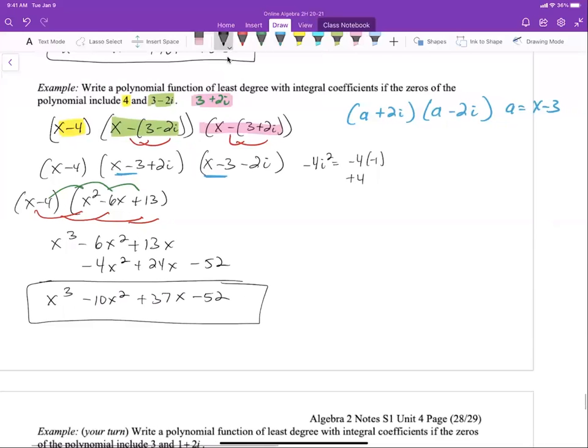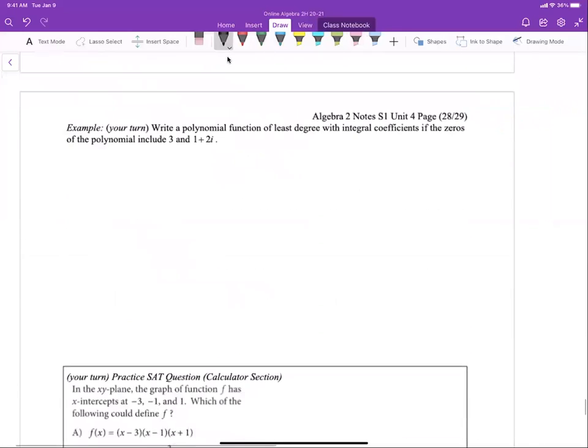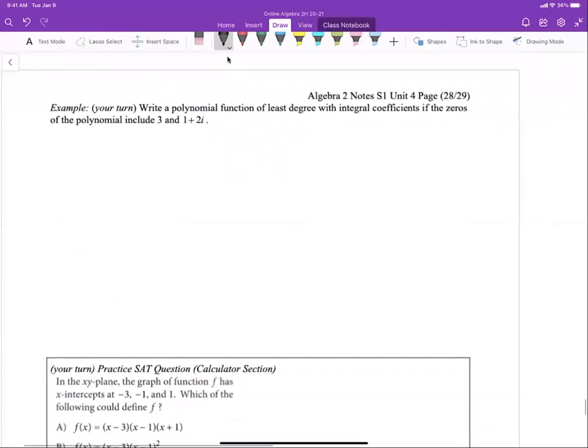All right, try one for yourself. Welcome back. If I know that 3 is a zero and 1 plus 2i is a zero, so is 1 minus 2i per the complex conjugate theorem. So now I have to create a polynomial. So I take x minus 3 times x minus 1 plus 2i times x minus 1 minus 2i.